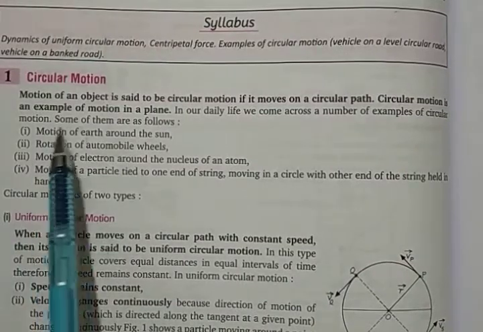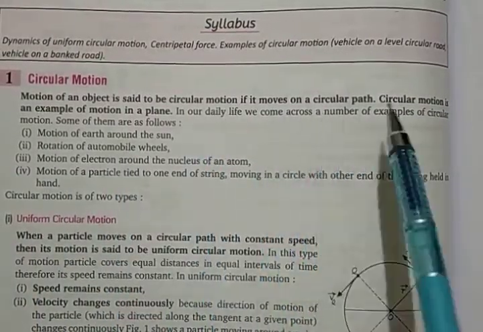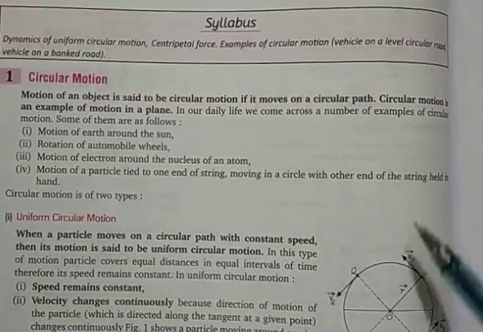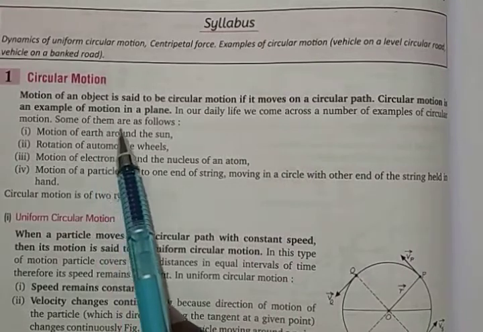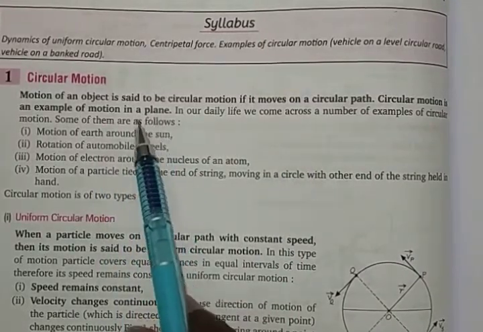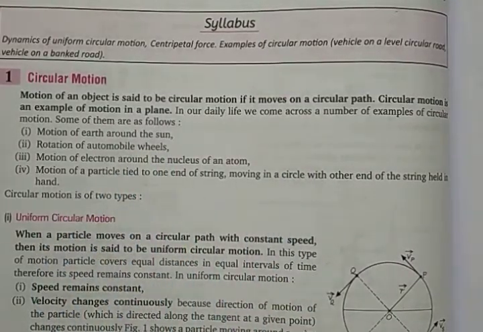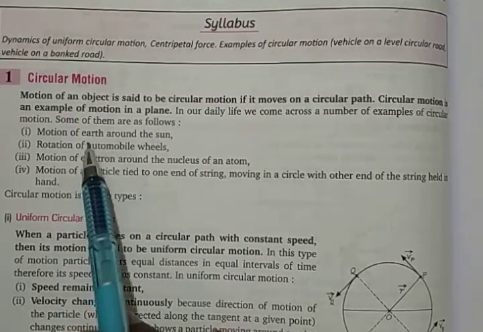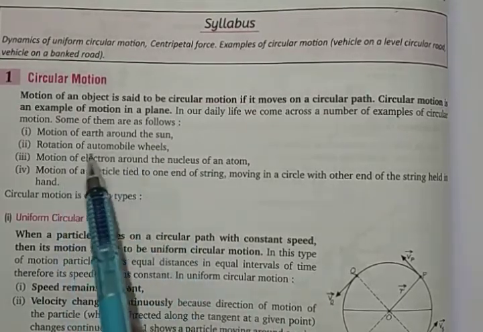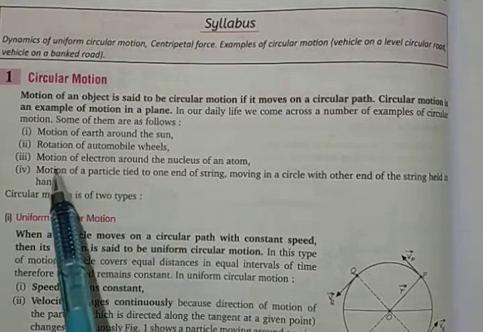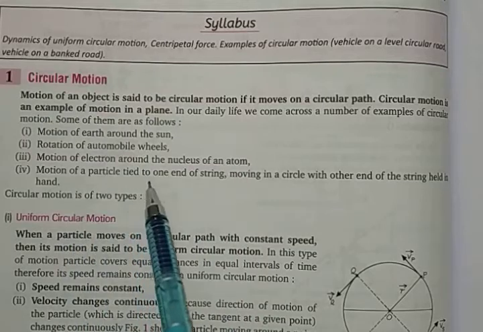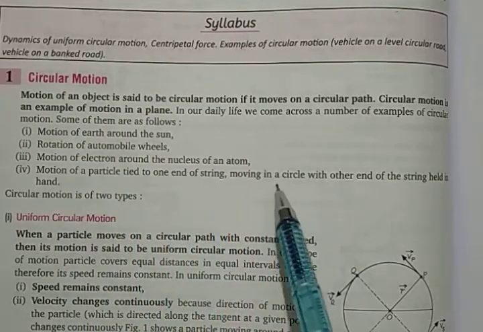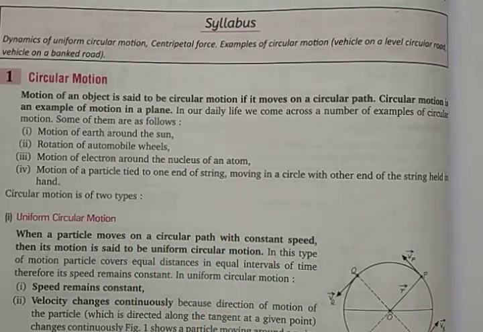Circular motion. The motion of an object is said to be circular motion if it moves in a circular path. You know this one before itself. Any body that moves in a circular path is called circular motion. The circular motion is an example of a motion in a plane. This is called motion in a plane itself. Okay. Examples are given here. Motion of Earth around the sun, rotation of an automobile wheel, as well as an electron moving around the nucleus of an atom, and motion of a particle which is tied on one end of a string and moving in a circle with the other end held in a hand. These are the various motions there.